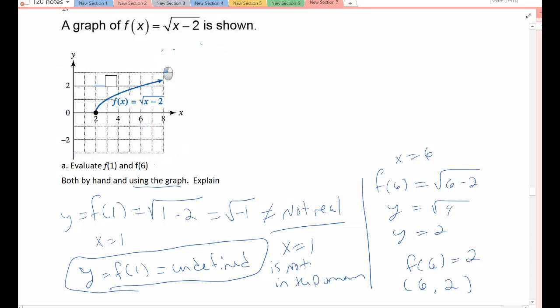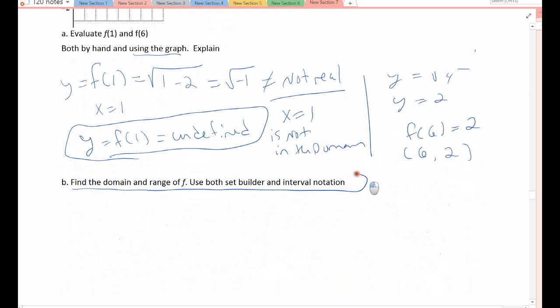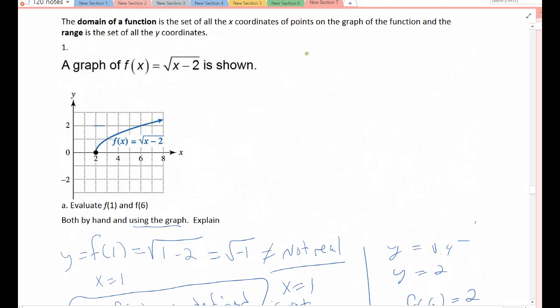Right, now the domain and range. I'm actually going to write them up here. So the next question is find the domain and range, use set builder notation and interval notation. So I'm going to talk about them up here. So my domain first. Remember, the domain is the x values, all of the x coordinates that map onto my function. So if I look at my function here in blue, my function starts at 2, and then this arrow means it's going off forever.